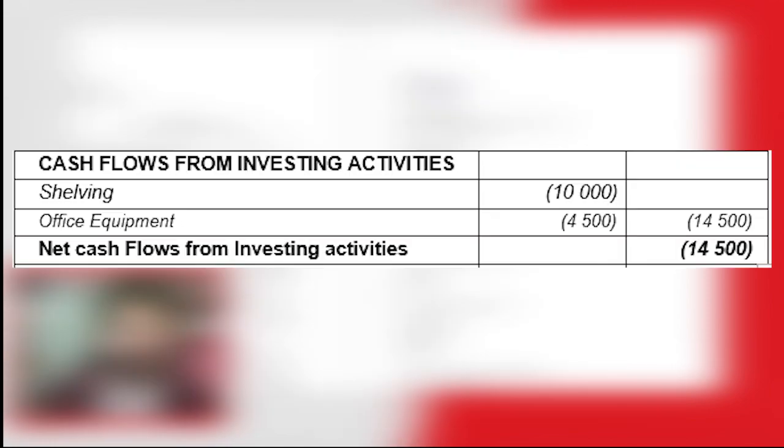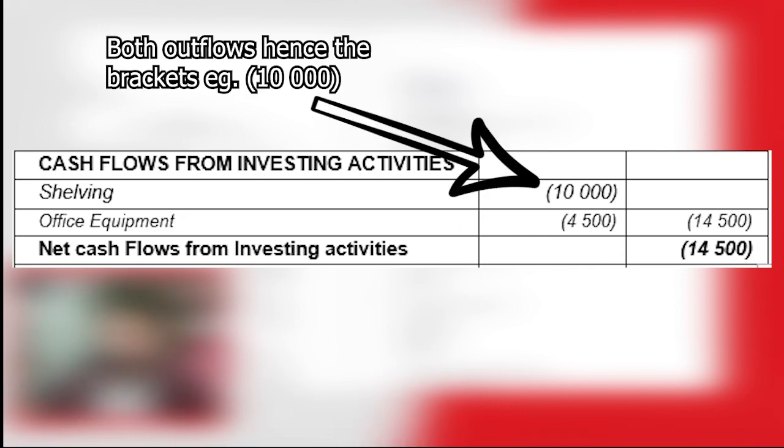We then move on to investing. We notice any of the I's there, and it was only shelving, it was only office equipment. Negative 10,000, negative 4,500 equals negative 14,500. That's another cash outflow.